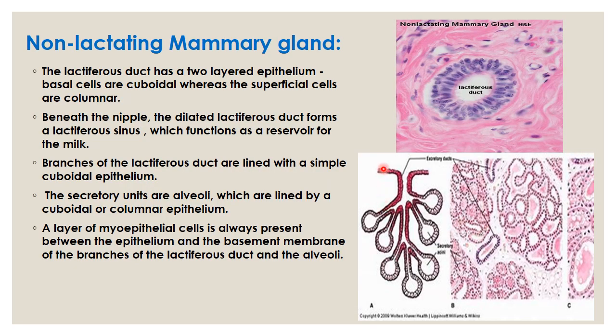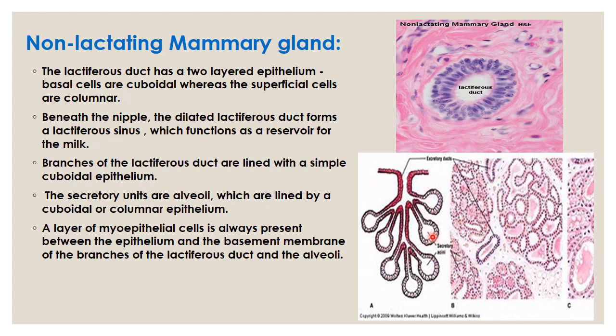This diagram shows you the lactiferous duct, and the lactiferous duct consists of a stratified cuboidal epithelium, and you can see the stratified epithelium visible here. Beneath the nipple, as we have discussed, the lactiferous duct forms the lactiferous sinus, which is a reservoir of the milk, and branches from the lactiferous ducts are lined by simple cuboidal epithelium. You can clearly see these surrounded by the fibromuscular stroma.